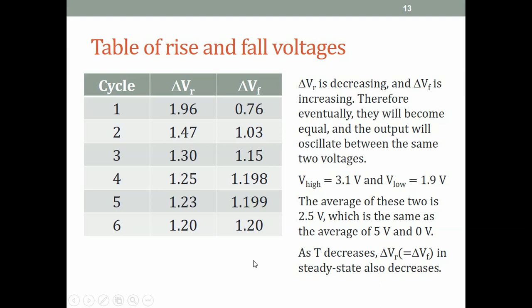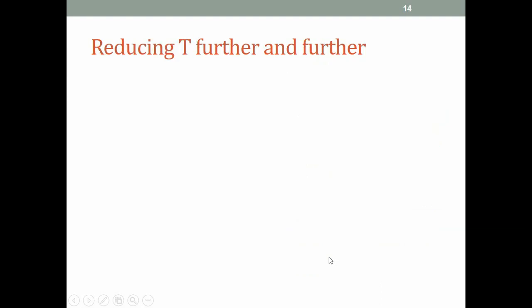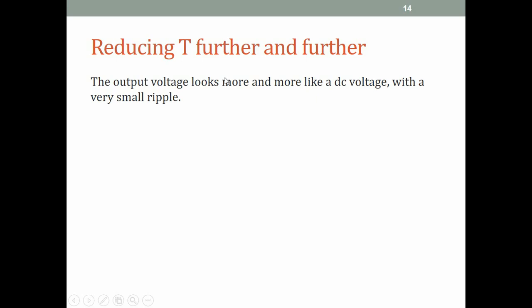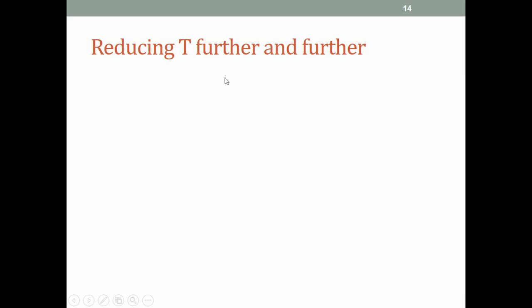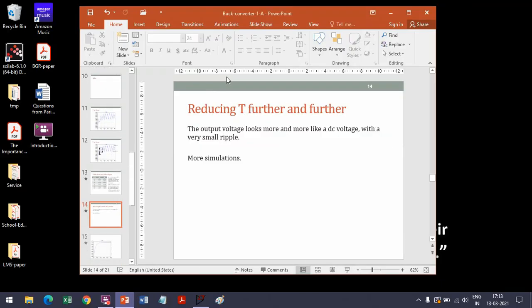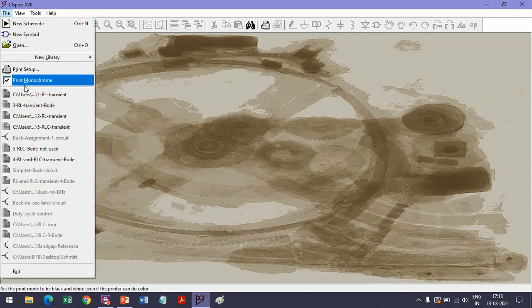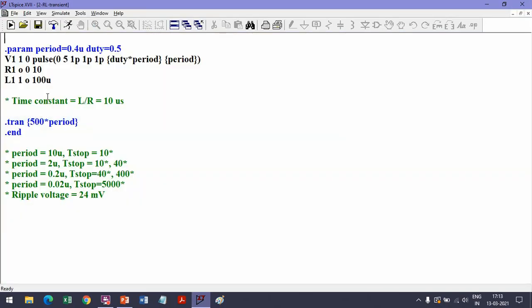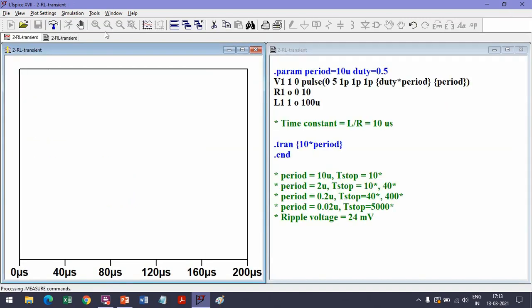So then we ask ourselves, well, what if I keep on decreasing T further and further? Okay, I didn't want to show this, so let us do some more SPICE. We'll look at that same circuit and reduce T further. I want to start with 10 microseconds and a simulation time of 10 times that period. All right, and we plot the output.